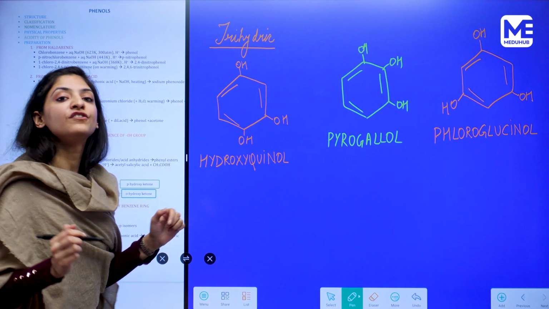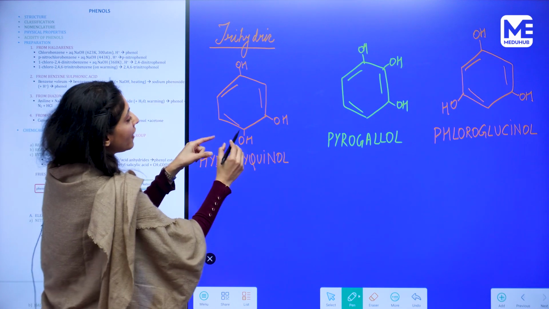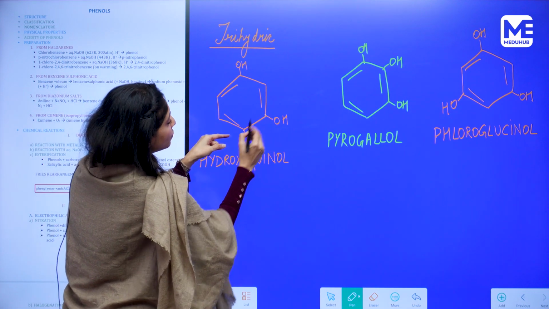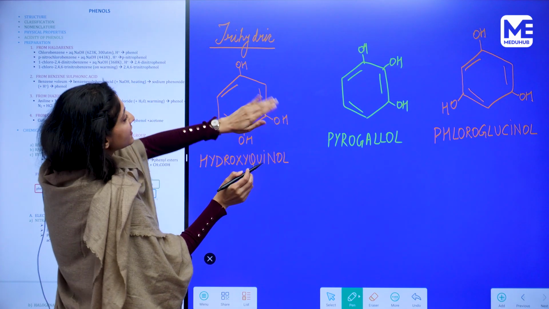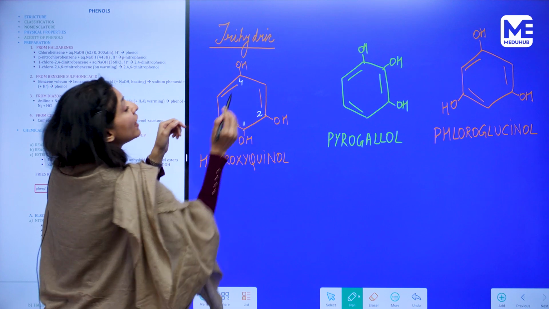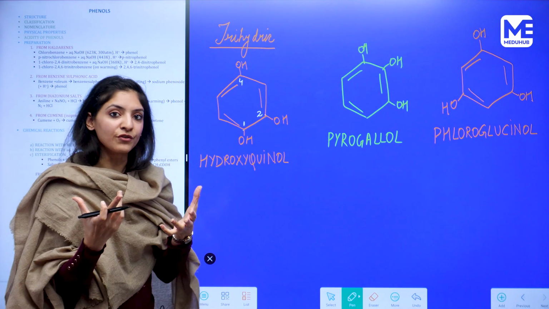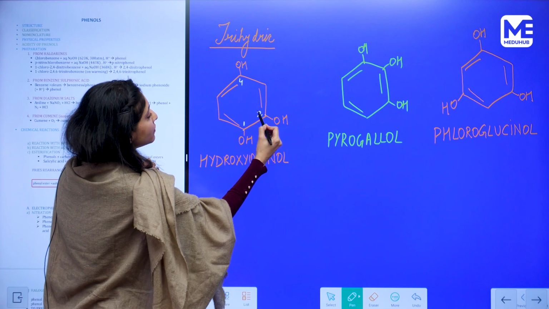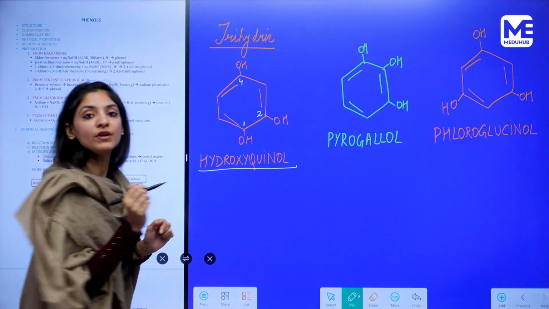Next, if we talk about trihydric phenols, the first example here is where these two, this is carbon 1, this is carbon 2, and the third OH is at the fourth position. Why will we start the numbering from here and not there? Because of the lowest locant rule. Alright, this is 1, 2 and 4. The common name is hydroxyquinol.